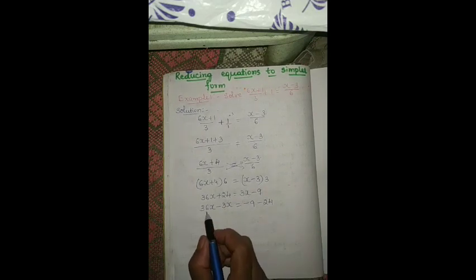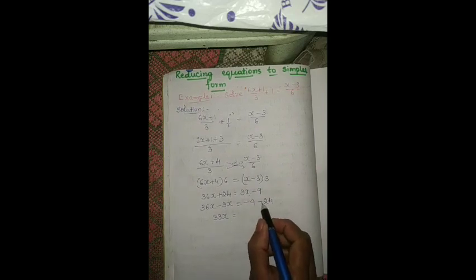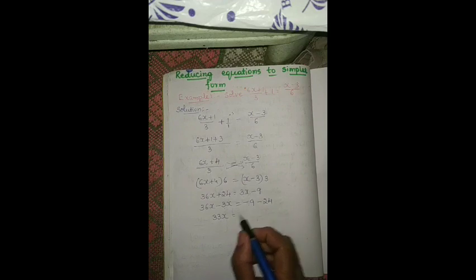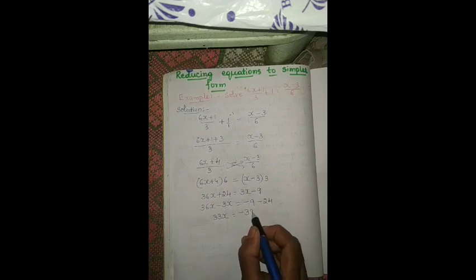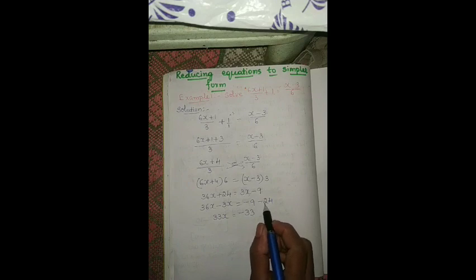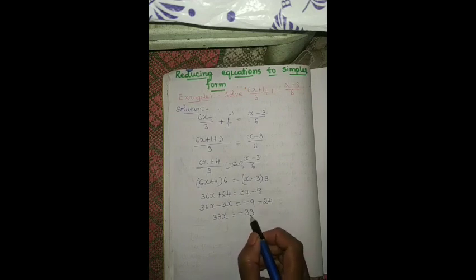Correct? Yes. 36 minus 3, how much is it, children? 36 minus 3, it is 33x is equal to minus 24 minus 9. What do we have to do? Minus 33, because both are having the same sign. When the same sign is there, we have to add them and put the same sign, correct? So 24 plus 9, minus 33.